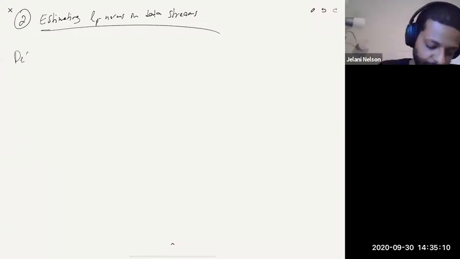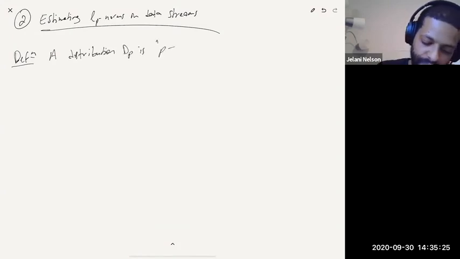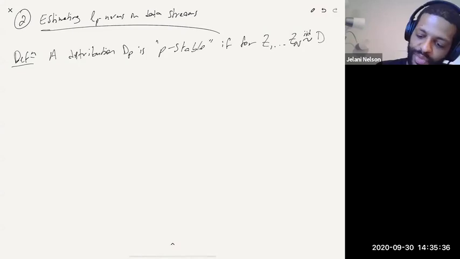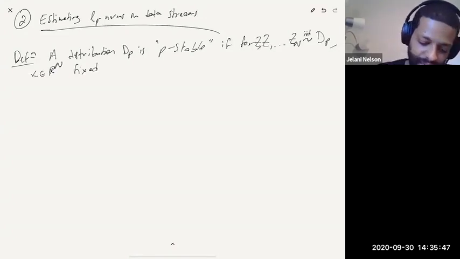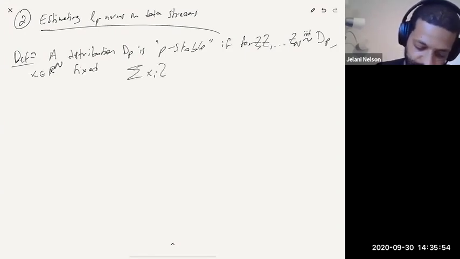So, definition: let's say a distribution Dp is p-stable if for Z1 up to Zn IID from that distribution, and also X in R^n is fixed, and let's also say we have a Z, then what I want to say is that the sum of Xi Zi is equal in distribution to the Lp norm of X times Z.